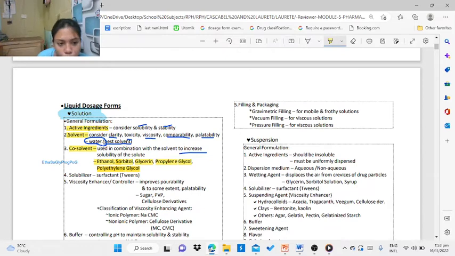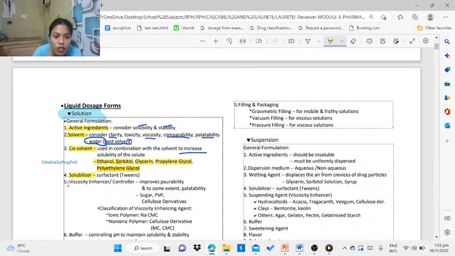So again, next is solubilizer. Solubilizer is a surfactant. Most of the solubilizers are surfactants.